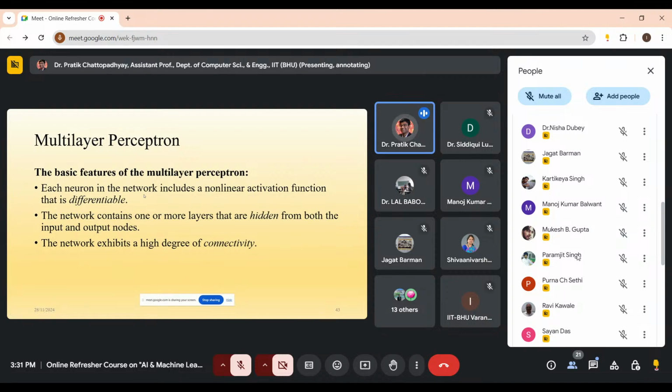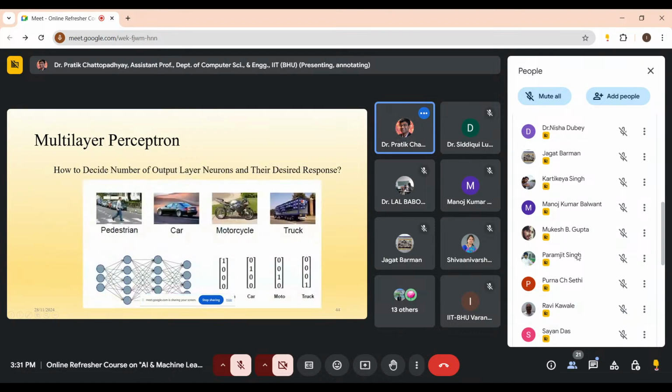So the network contains one or more layers that are hidden. These are the hidden layers, and there is a high degree of connectivity. How to decide the number of output layer neurons, I just told you. If we deal with a 4 class classification problem, with pedestrian, car, motorcycle and truck as the 4 classes, we will have 4 output neurons in the multi-layer perceptron. Each output neuron corresponds to 1 class.